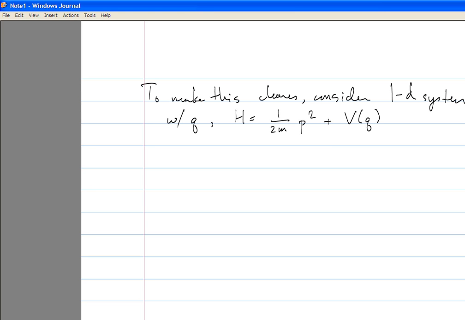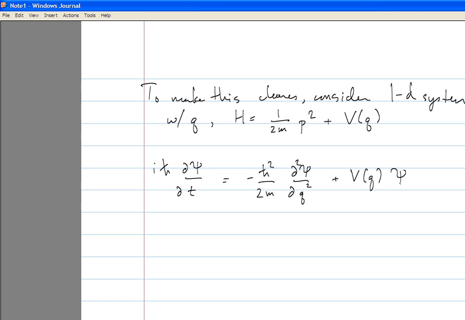So then what's Schrödinger's equation? Schrödinger's equation says that i h bar d psi dt is equal to the Hamiltonian acting on the wave function, which is minus h bar squared over 2m d squared psi by dq squared plus v of q times psi. Right? There's an h bar every time there's a derivative, along with those factors of i. Everyone hopefully knows this form of Schrödinger's equation.